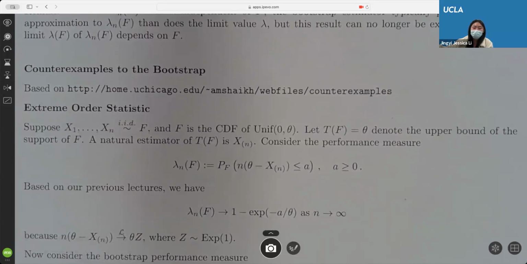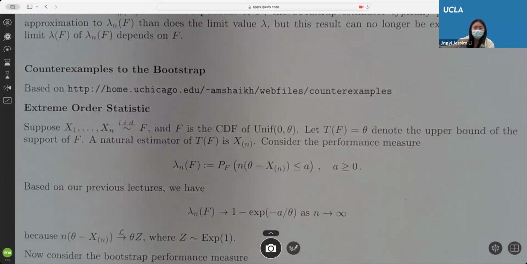Suppose X1 to Xn are IID F, and F is the CDF of uniform 0 to theta, right? This is what we talked about before. We're interested in estimating this upper boundary, theta. Let T(F) be theta, denoting the upper bound of the support of F. A natural estimator of T(F) is the maximum order statistic X(n).